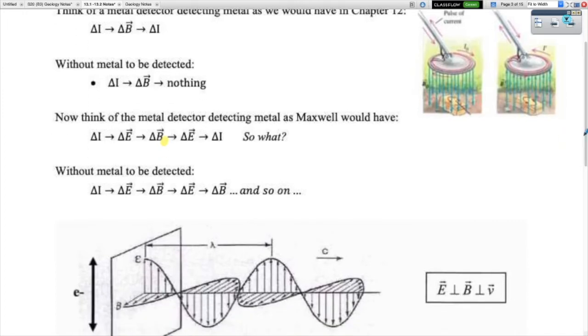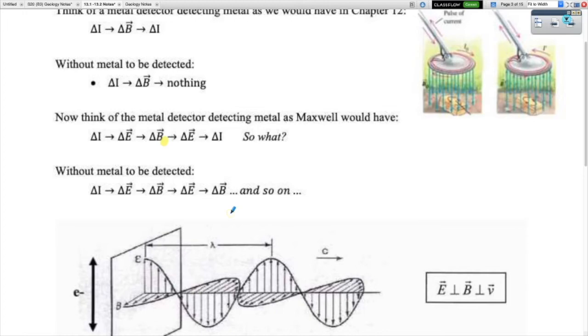However, here's where things get interesting. What if there is no metal to be detected? Well then, okay, you have your changing current in your metal detector, which leads to a changing electric field. Sure, no problem there. And now Maxwell said that the fields can affect each other, so you get a changing magnetic field. But hang on, what does a changing magnetic field lead to? A changing electric field. And what does a changing electric field lead to? A changing magnetic field. And this goes on and on forever.